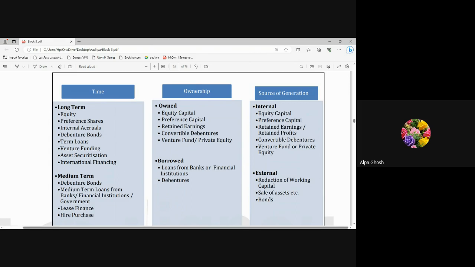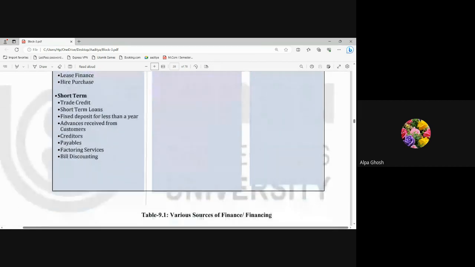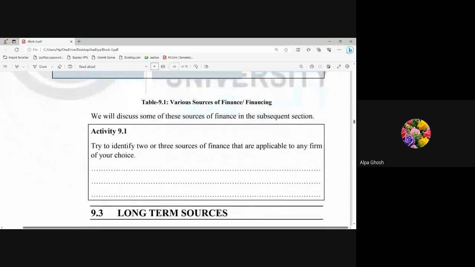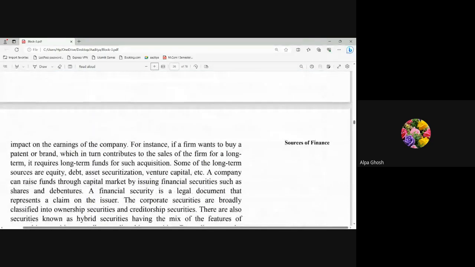Third one, it is source of generation, from where it is generated, why you require them. So it may be internal or external. If you want internal, then the sources which are available through internal sources, and external, the sources, the requirement for external use. So these are the different types of sources of finance which are available, and then you have to go through them.